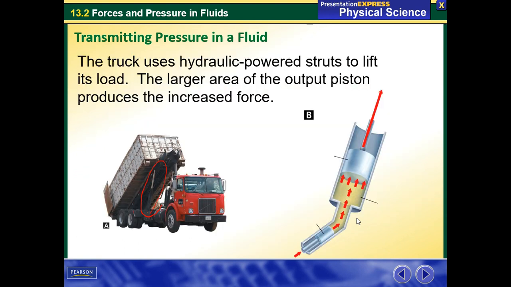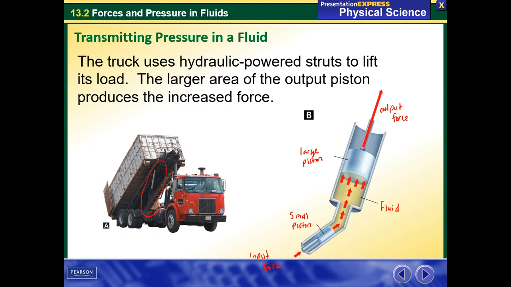So I'm going to label a couple things on this, and I highly suggest that you label it in your notes. Here, this small arrow is known as the input force. Here, this is known as the small piston, and it's called a small piston because it has a small surface area right here. The yellow right here is going to be our pressurized fluid. And then up here, this is known as our large piston. It's called a large piston because it has a large surface area here. And then this arrow up here is our output force.